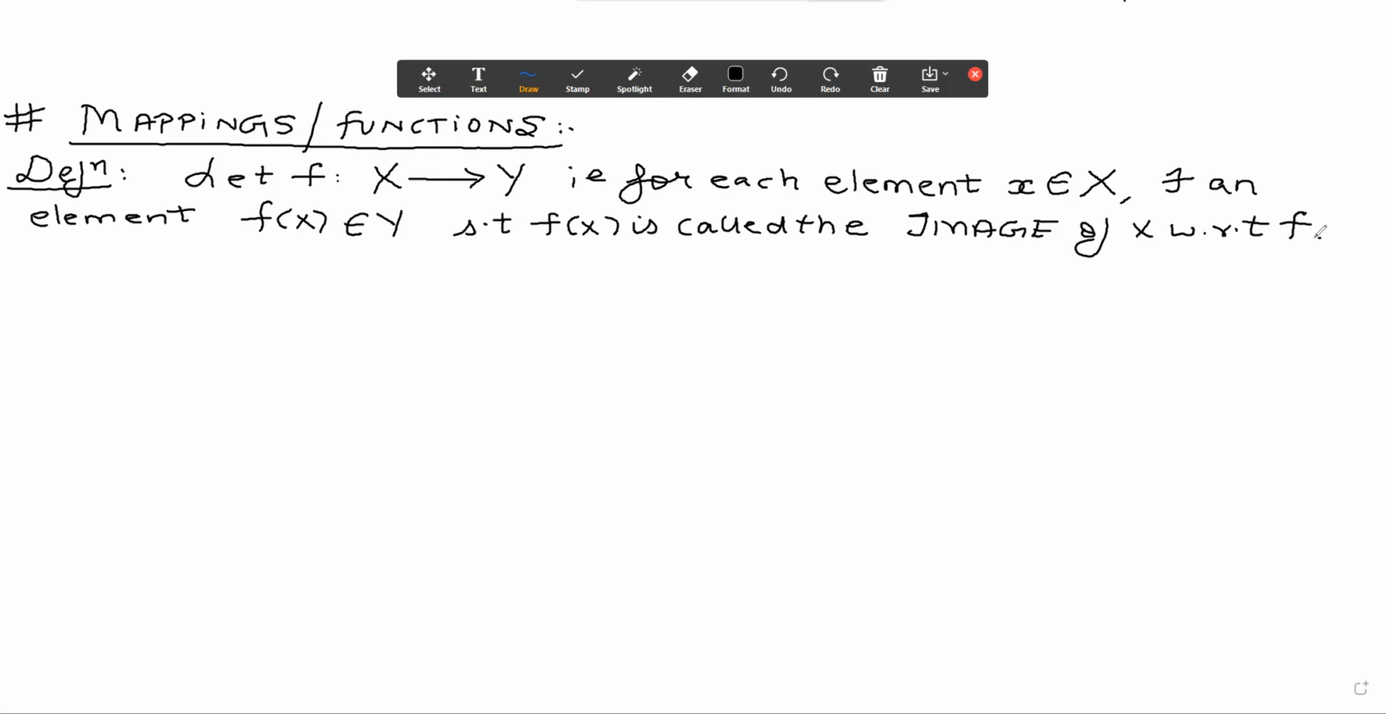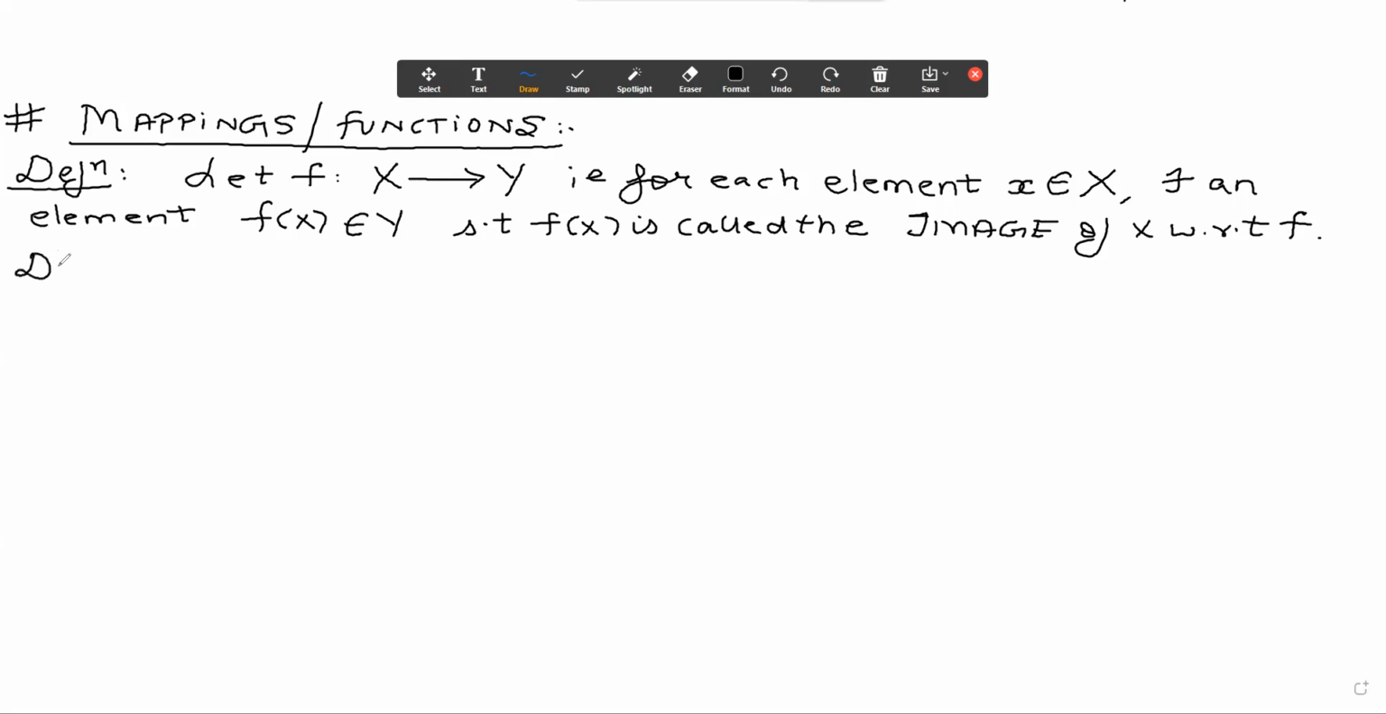So I again repeat the definition. Let f denote a function which maps the set X to the set Y. That is, for each element small x belonging to the set capital X, there exists an element f of x belonging to capital Y such that f of x is called the image of x with respect to f.